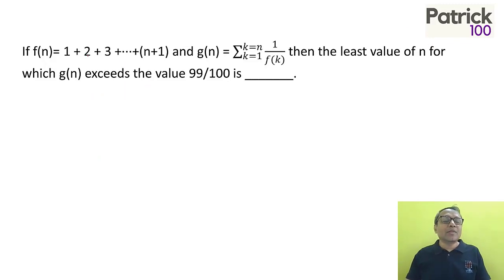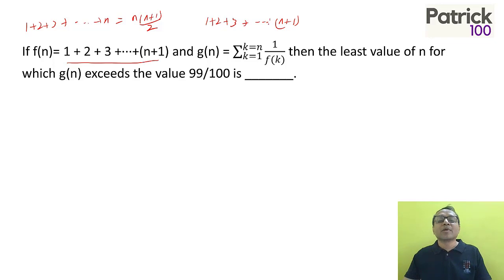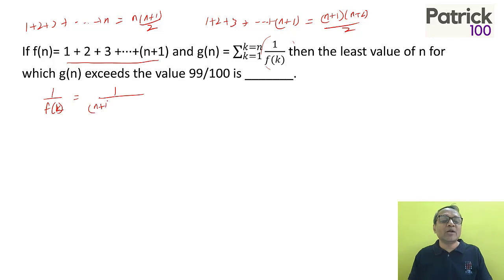Okay, now here the concept is 1 plus 2 plus 3 up to n is nothing but n into n plus 1 upon 2. If I use the concept here, it is up to n plus 1. It is 1 plus 2 plus 3 up to n plus 1. Then the whole thing becomes n plus 1 into n plus 2 upon 2. Now 1 upon it. So when I take 1 upon, let's say fk, 1 upon fk is nothing but 1 upon n plus 1 into n plus 2 upon 2, which is nothing but 2 upon n plus 1 into n plus 2.